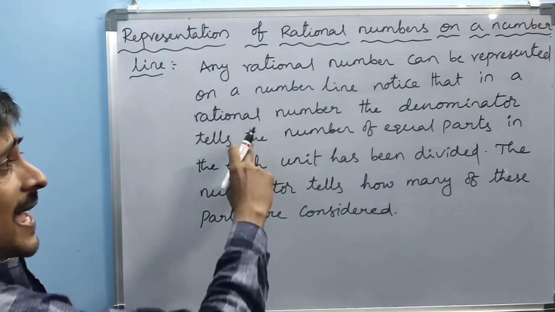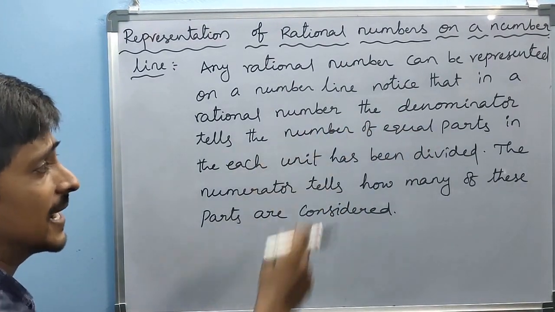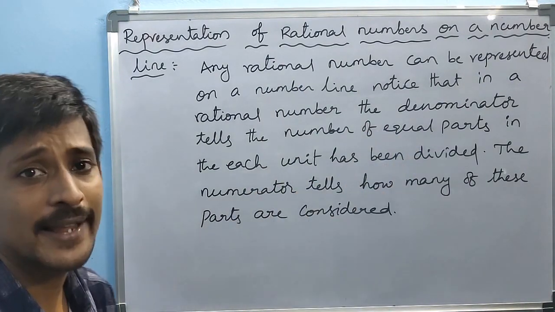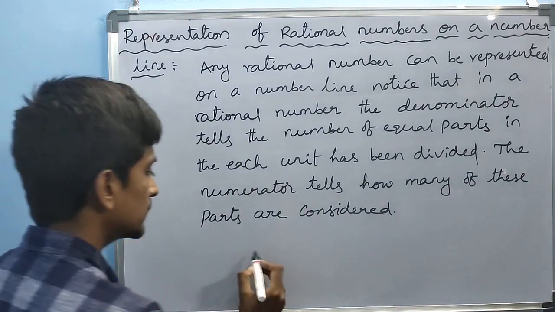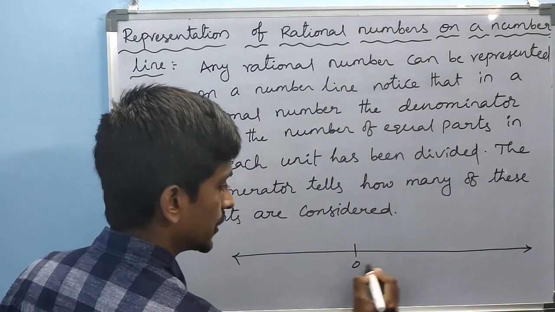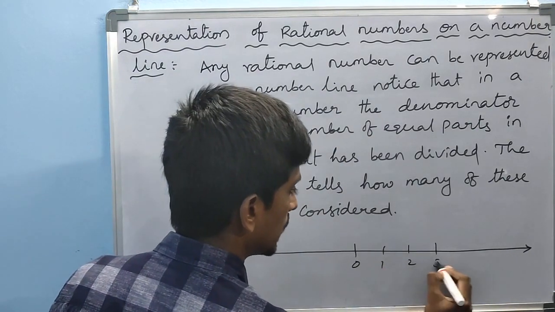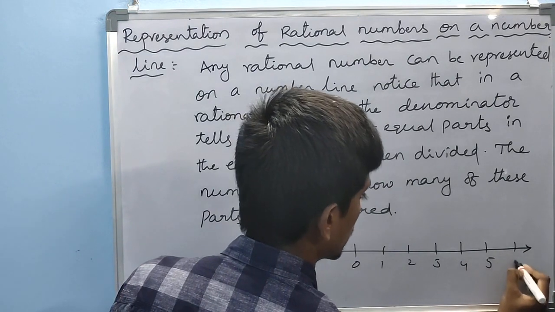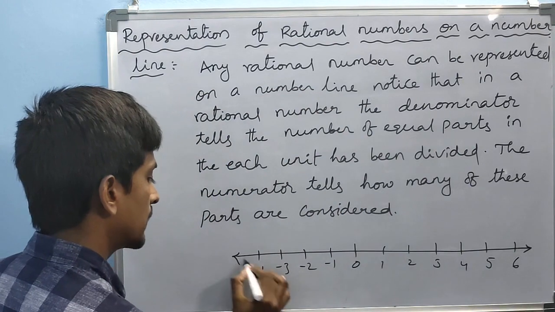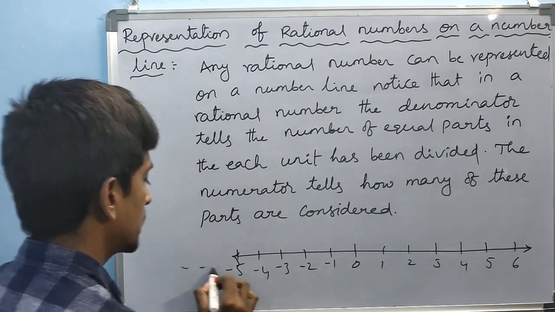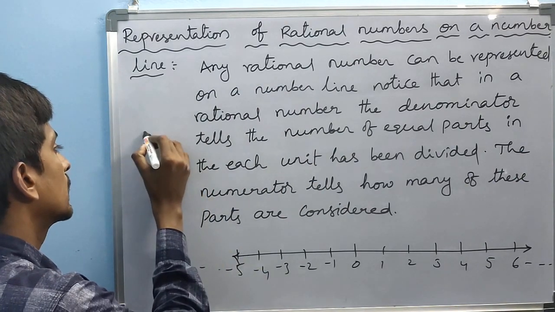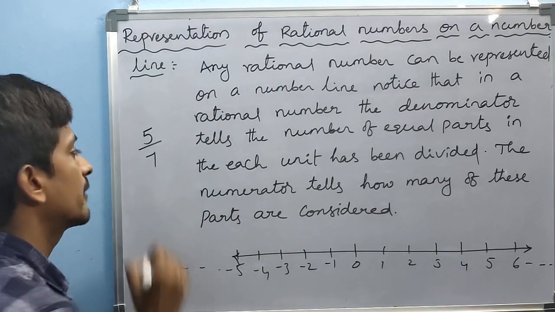Any rational number can be represented on a number line. Notice that in a rational number, the denominator tells the number of equal parts in which each unit has been divided. For example, 0, 1, 2, 3, 4, 5, 6. Minus 1, minus 2, minus 3, minus 4, minus 5. For example, 5 by 7 is given.